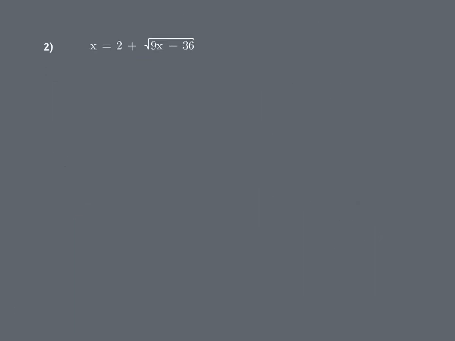All right, number 2, we're going to solve it the same exact way. So the first thing we want to do is we want to isolate the radical. So in order to do that, I'm going to have to get rid of the 2 on the same side of the equation as that radical. So when I do, I'm left with x minus 2 equals radical 9x minus 36.